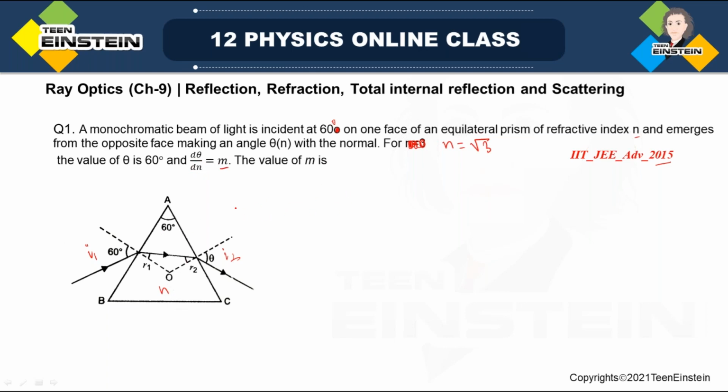Now we know for a prism, R1 plus R2 is the angle of prism, right? Now you look, this angle of incidence is 60 degree. So what I can write for this, applying Snell's law.